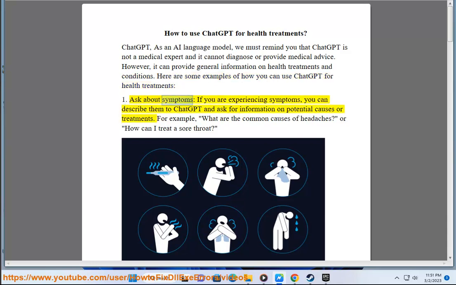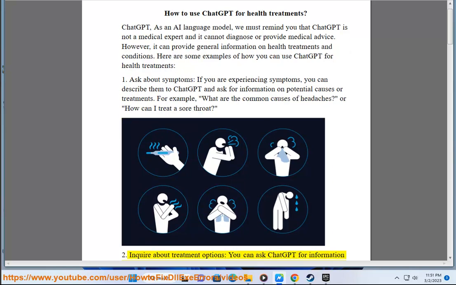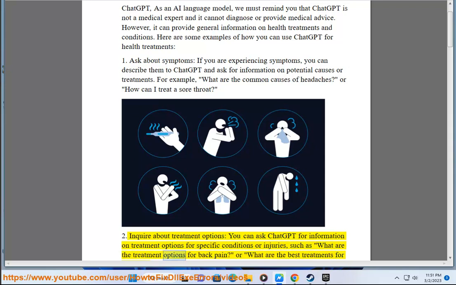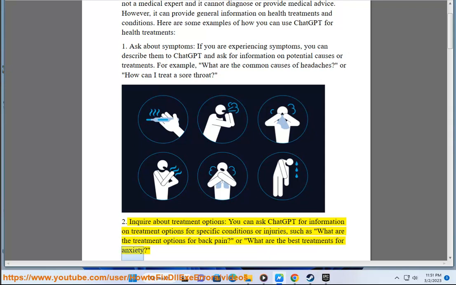1. Ask about symptoms. If you are experiencing symptoms, you can describe them to ChatGPT and ask for information on potential causes or treatments. For example, what are the common causes of headaches, or how can I treat a sore throat? 2. Inquire about treatment options. You can ask ChatGPT for information on treatment options for specific conditions or injuries, such as what are the treatment options for back pain, or what are the best treatments for anxiety.